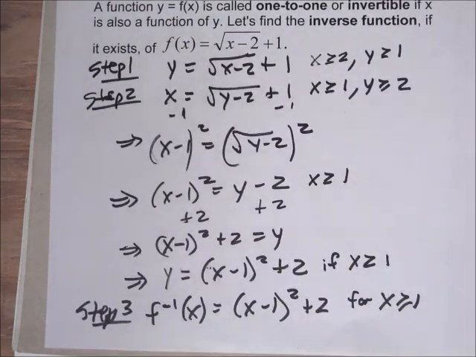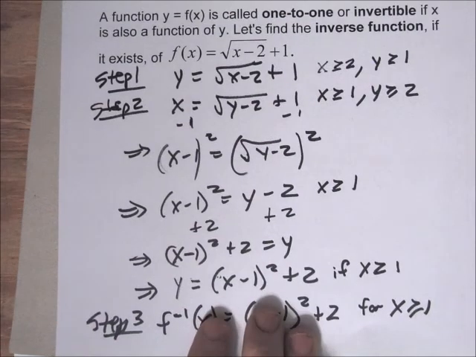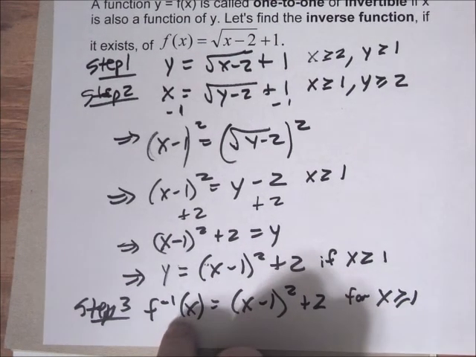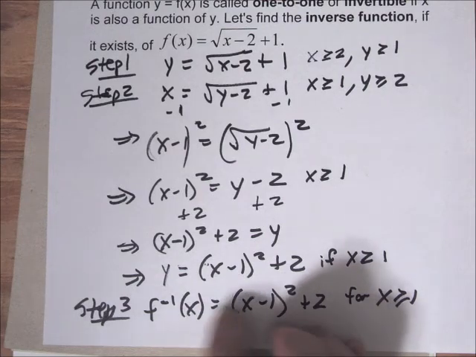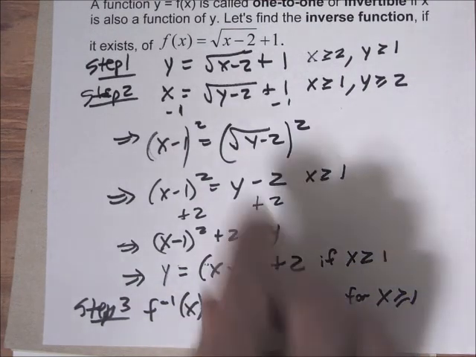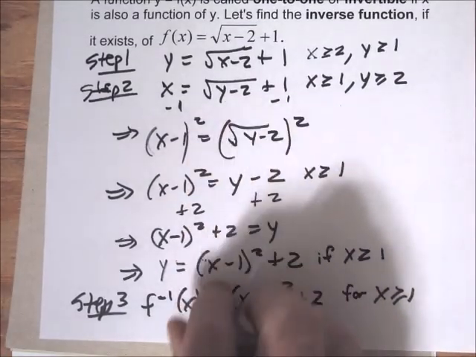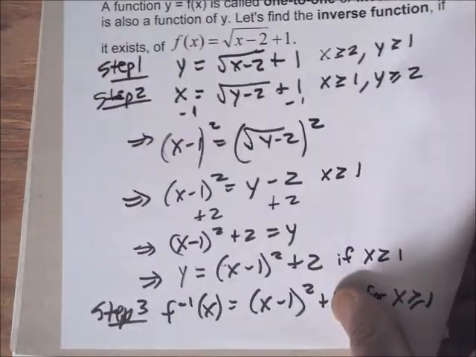But okay, so the original function was invertible. This is the inverse, and the inverse goes both ways. When you have an inverse function, the inverse function itself is one-to-one, and its inverse is the original function. So these two functions are inverses of each other.